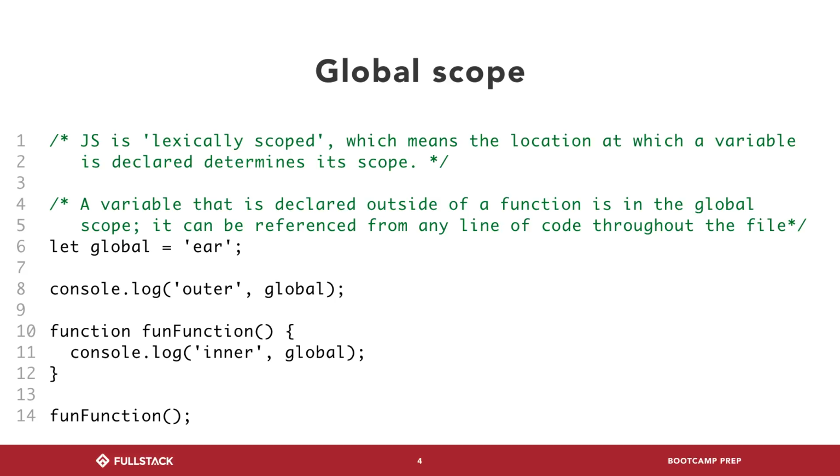So if I have something called a global variable, it doesn't matter where I am in this JavaScript or on this page, I'm going to have access to this global variable. Global means every single location on this page can read that variable. So if I have something like this, on line 6 I create a variable called global, and then I console log it out on line 8. That works perfectly fine. On line 10, I have this function called fun function, and on line 11, what this fun function does is it also console logs out this global variable.